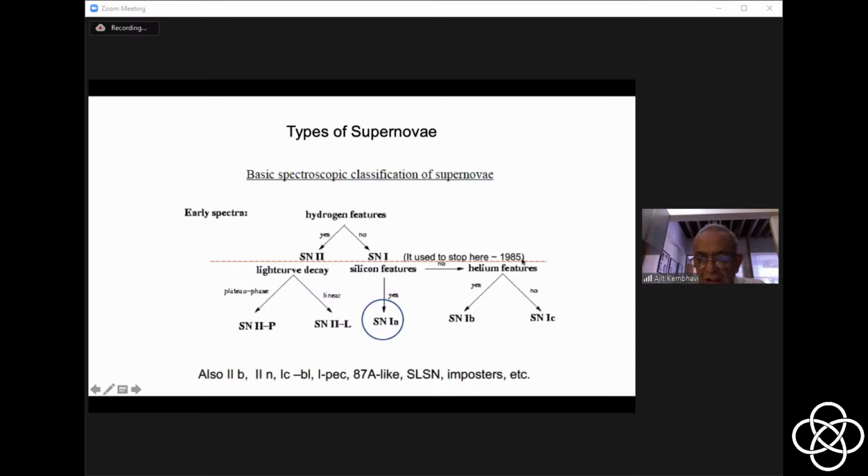So if I look at a spectrum of a supernova and find that it has no hydrogen features, then until 1985 I just called it supernova type 1. But now I know that in addition to no hydrogen features, it has specific features corresponding to heavier elements, and the silicon features dominate. So I look at a supernova. Is there hydrogen present? Yes. Then I know it's supernova type 2. If there's no hydrogen present, I further ask a question. Are silicon features present? If yes, then it is supernova type 1a. And if there are only helium features, then it is supernova type 1b or 1c. I'm not going to go into these now.